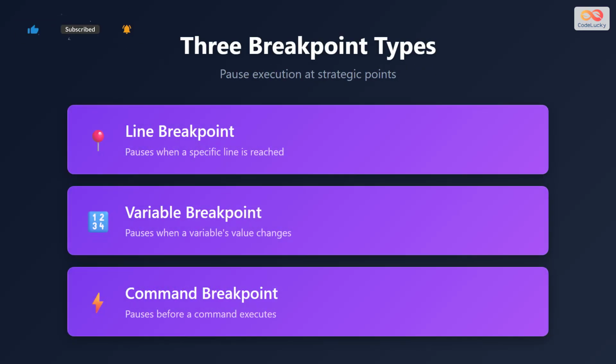PowerShell ISE supports 3 types of breakpoints that pause execution at strategic points in your code. Line breakpoints pause when a specific line of code is reached, making them perfect for stopping at key points in your script. Variable breakpoints pause execution whenever a particular variable's value changes, which is extremely useful for tracking down unexpected data modifications. Command breakpoints pause execution just before a specific command runs, allowing you to examine the state of your script before critical operations. Each breakpoint type serves a different debugging purpose, and you can use them together for comprehensive script analysis.